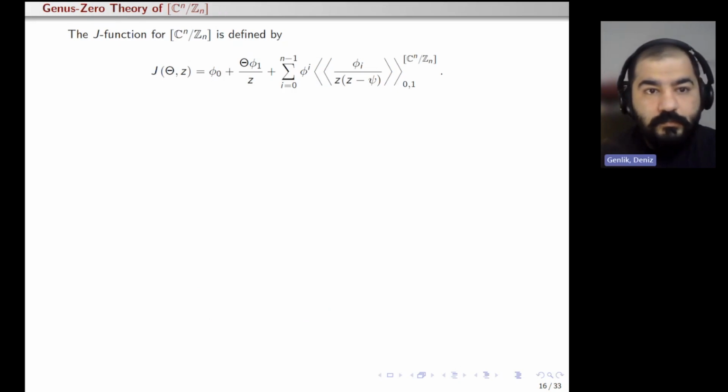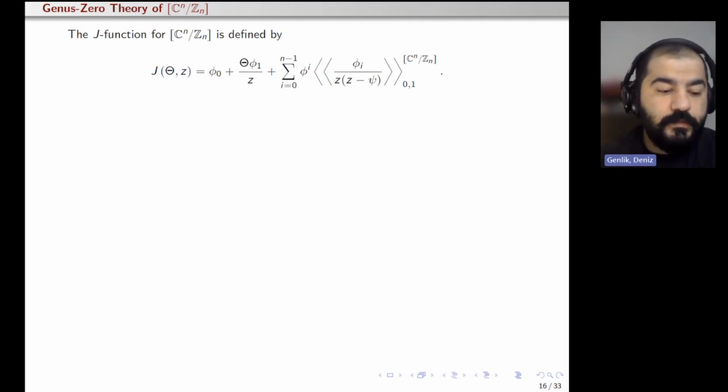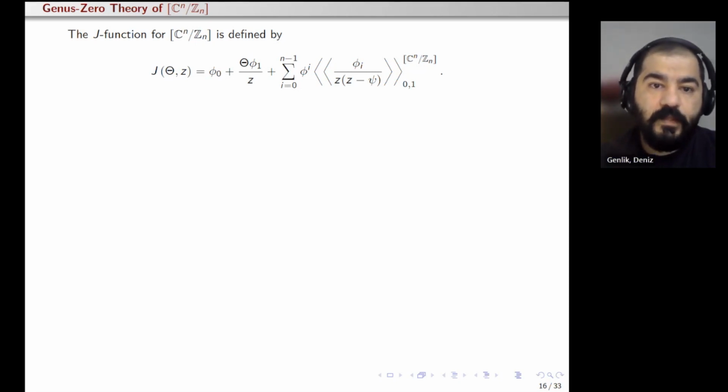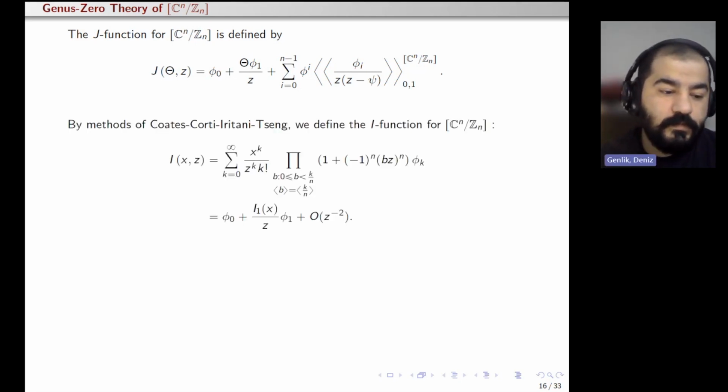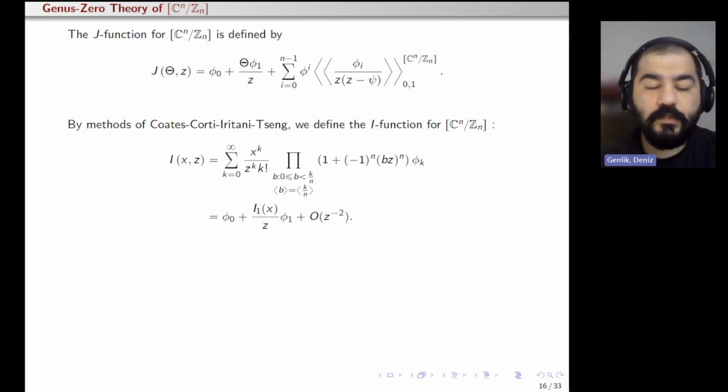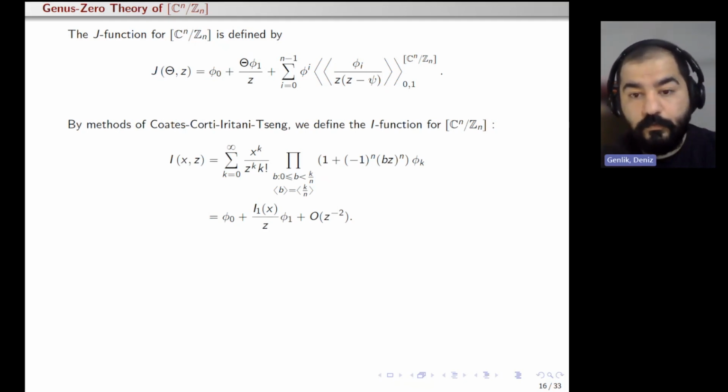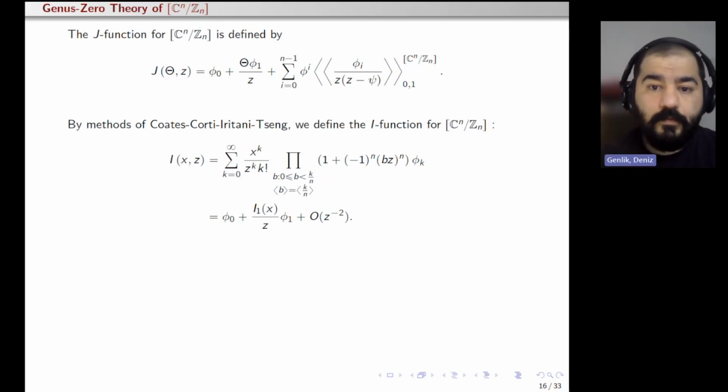So let me talk a little bit about the genus zero theory of C^n mod Z_n. There is this J function and I function. If you attended some Gromov-Witten theory talks, you probably heard these things. The J function encodes the genus zero Gromov-Witten invariants, and the I function, its origin is coming from the Hodge theory part, and it kind of encodes the count of periods here.